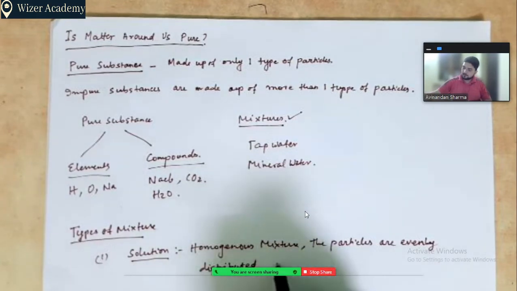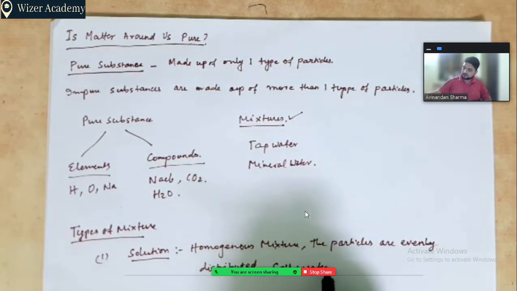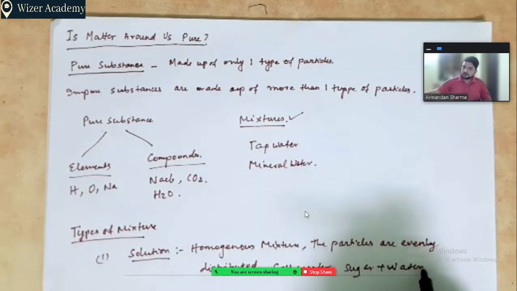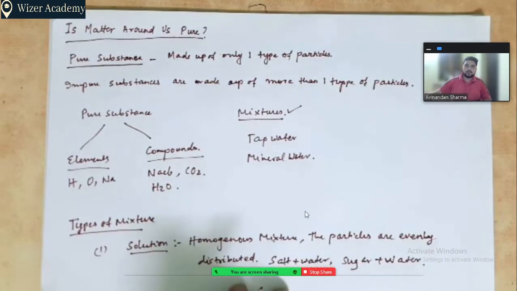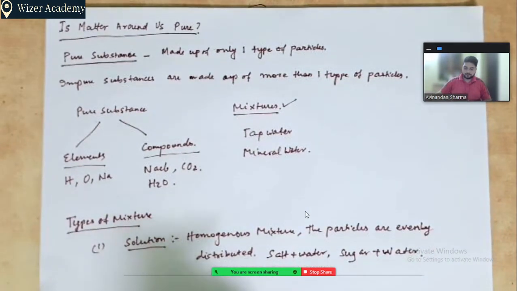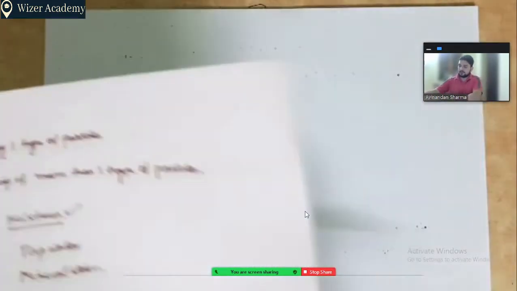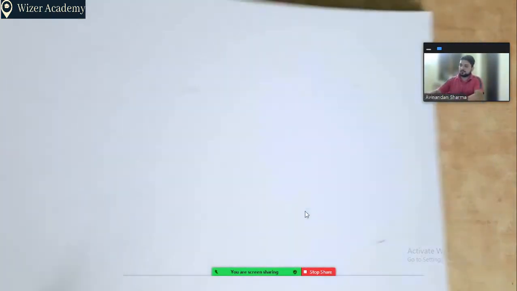For example, salt plus water or sugar plus water, they are evenly distributed. Okay. Lemonade or soda water, these are all different types of solution. Next, write down the properties of solution. What are the different properties of solution?